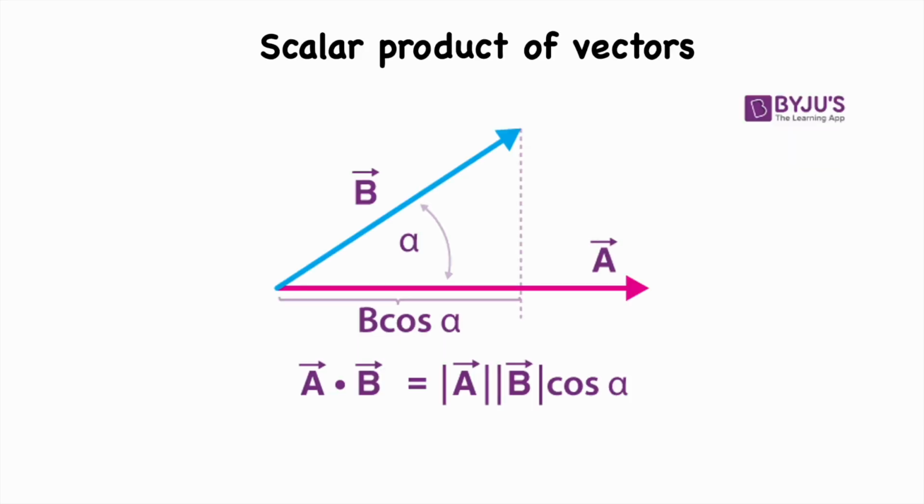The scalar product or dot product of two vectors is defined as the number, the scalar, resulting from multiplying the magnitudes of the two vectors and the cosine of the angle between them. If the Cartesian components of the vectors are known, the scalar product can also be calculated this way.